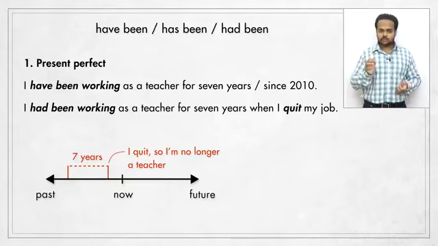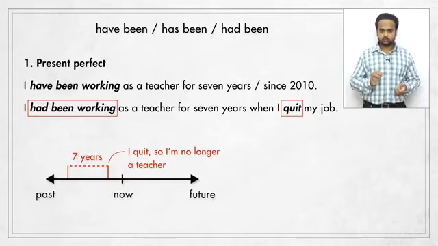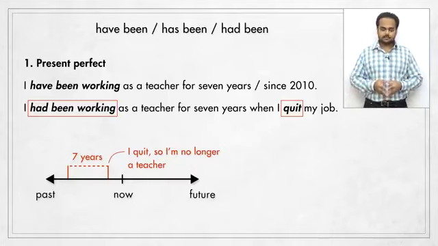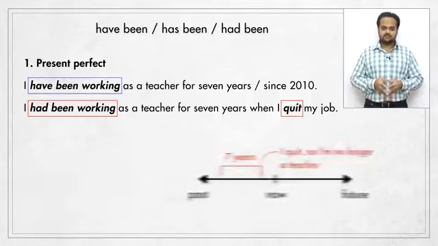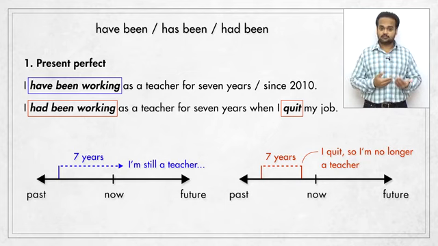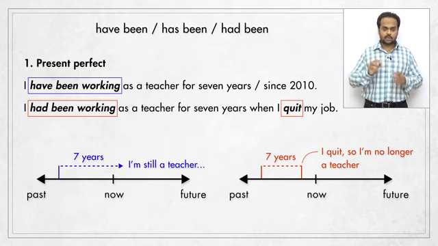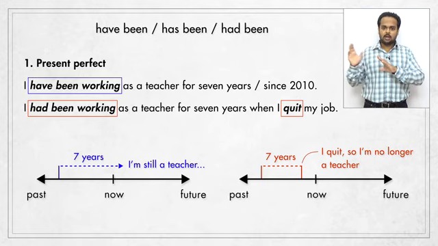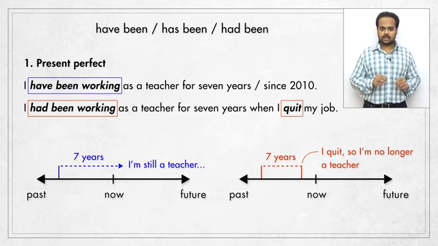I want you to notice that there are two past actions here. One continuous action, I had been working as a teacher, and a single finished action at the end of that, I quit. Compare this to the previous sentence, I have been working as a teacher. Here, there is only one continuous action and it's still continuing. It's not finished. So please remember this rule. Only use had been if there were two events in the past, a continuing action or a situation, and a single finished action at the end.